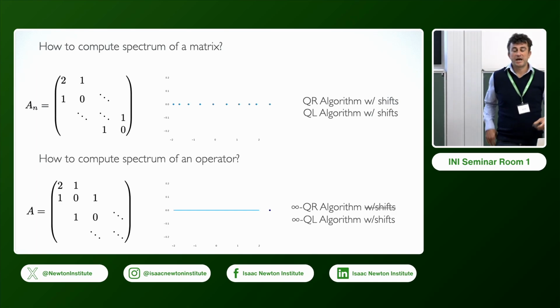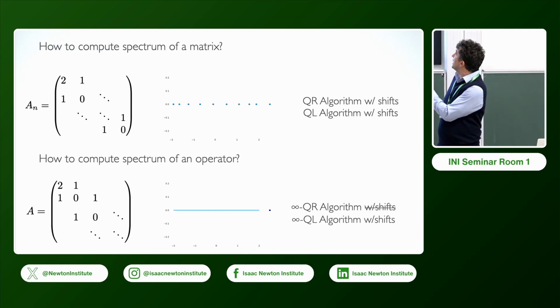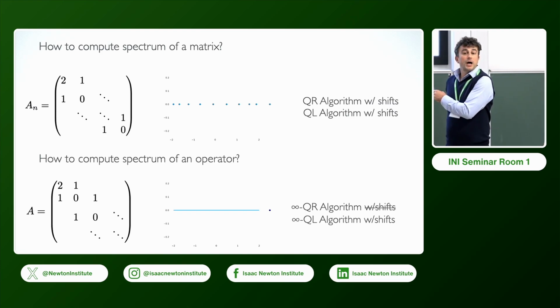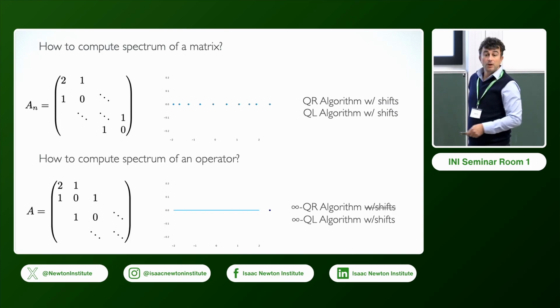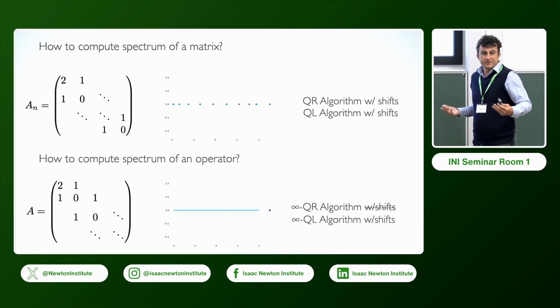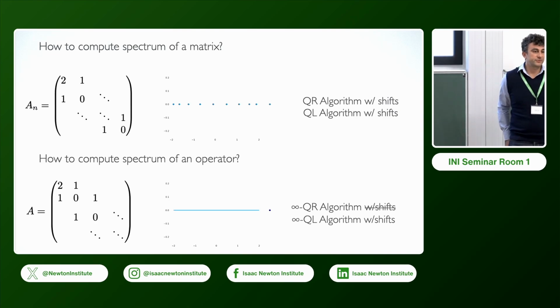Okay. Now in finite dimensions, we can compute eigenvalues very efficiently using the QR algorithm with shifts, and so we can get very fast and accurate values for the eigenvalues of this matrix. Or we can use something which is essentially the exact same thing, which is the QL algorithm with shifts.